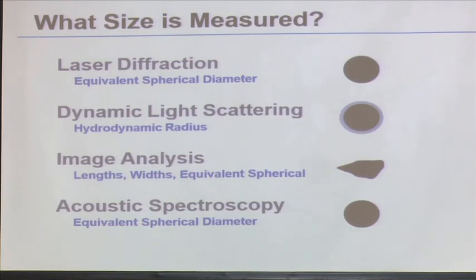Now, general principle I am telling you, some of these most important ones. Laser diffraction, what does it measure? It measures basically the equivalent spherical diameter, and then it counts per unit volume how much are there. Okay. Dynamic light scattering measures hydrodynamic radius. Image analysis, basically lengths, widths, equivalent spherical geometry, the dimensions. Acoustic spectroscopy measures equivalent spherical diameter, like that.